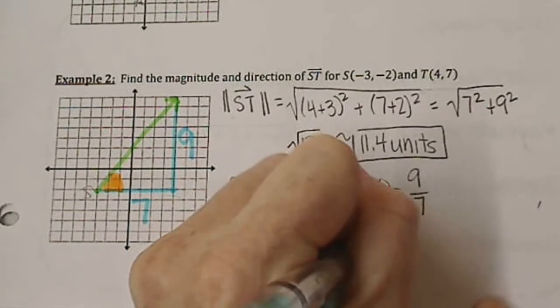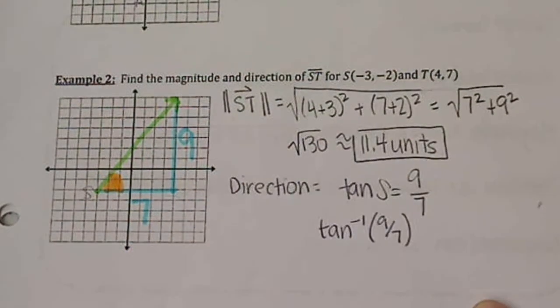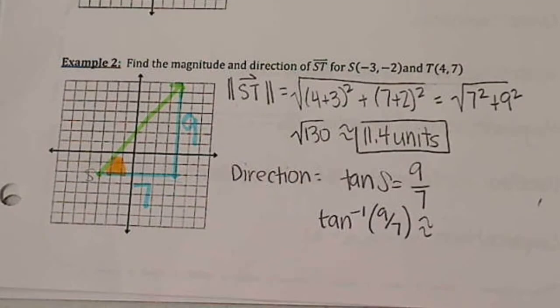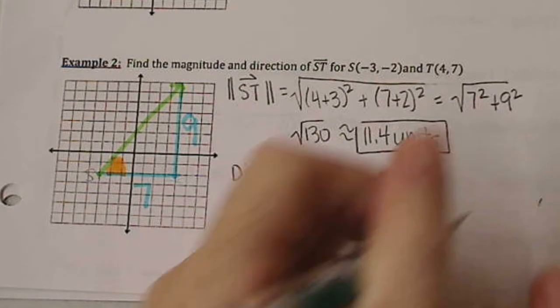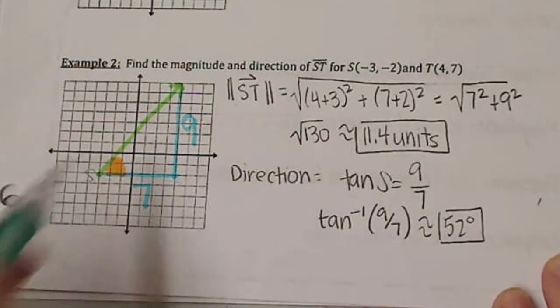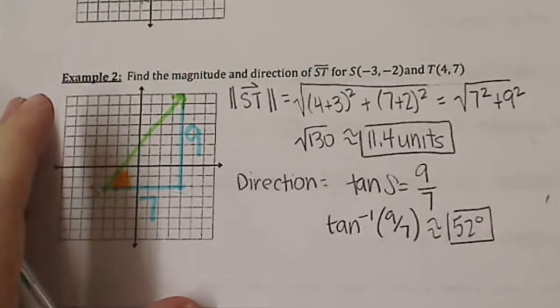Yep, inverse tangent of 9/7. Let's round it to the nearest degree, and you get 52 degrees. That is the direction of the vector.